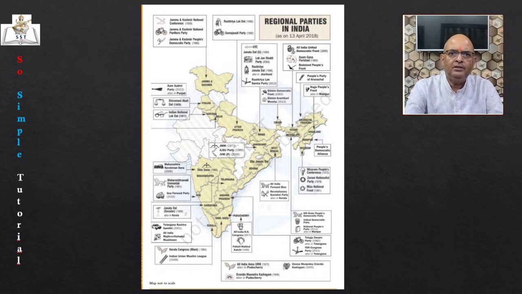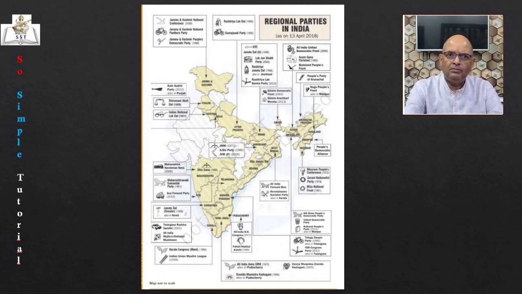In Jharkhand, the main regional parties are Jharkhand Mukti Morcha and All Jharkhand Student Union. JMM is presently ruling the state with Hemant Soren as the chief minister. In neighboring Bihar, the two important regional parties are RJD and Janata Dal United. Presently, Nitish Kumar from JDU, an ally of NDA, is ruling there.